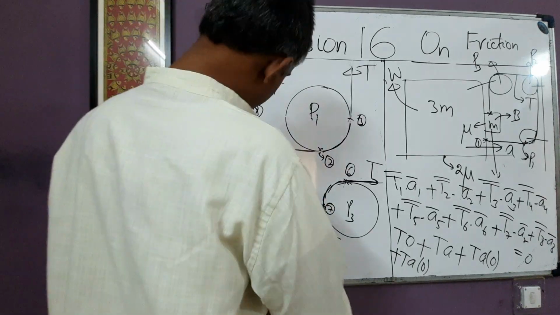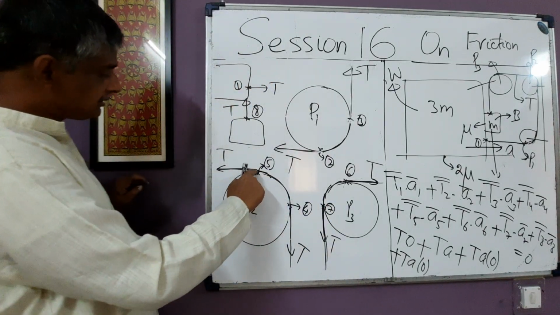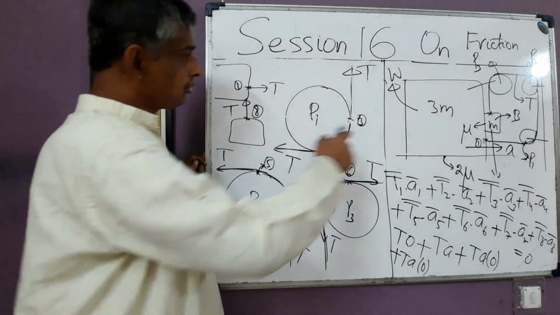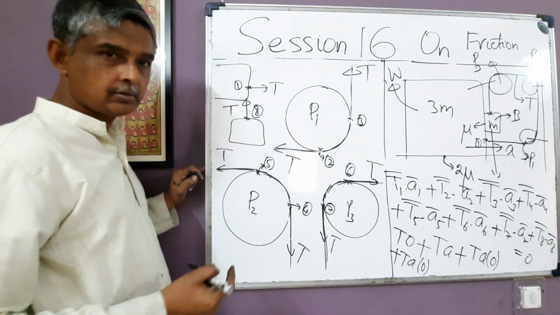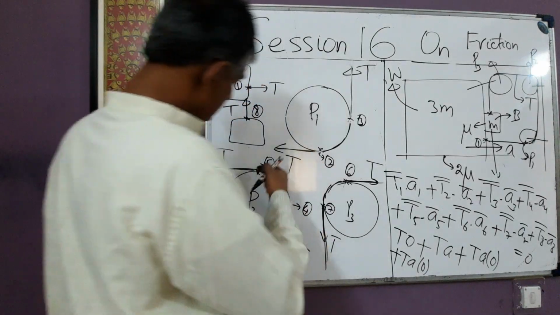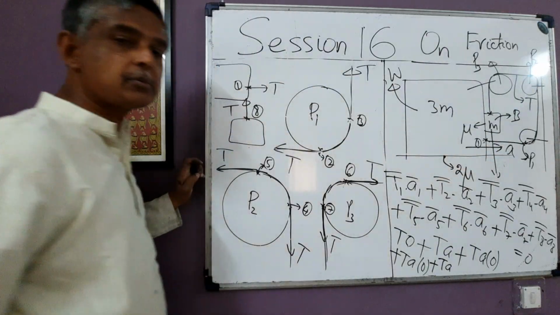Now take this point 5. T5 is just T left. And the acceleration of point 5 with respect to wedge is again A left, for the same reason as it was for point 2. So this becomes T into A into cos 0 degree, which is simply TA. Cos 0 degree becomes plus 1.